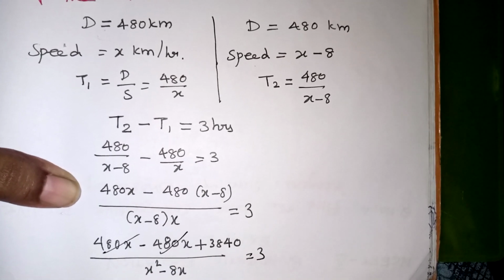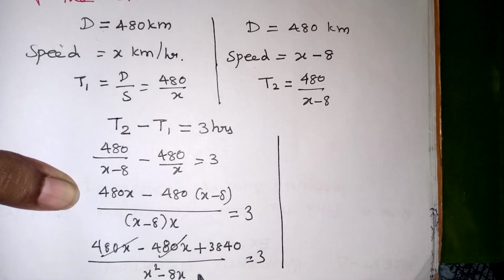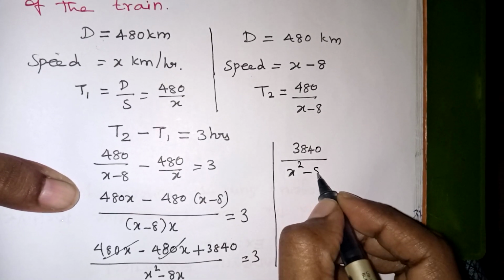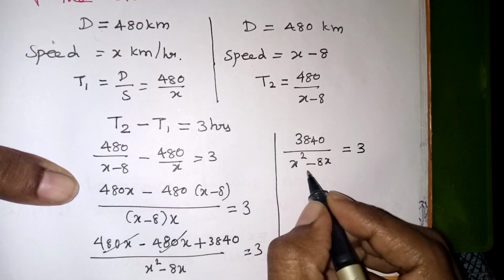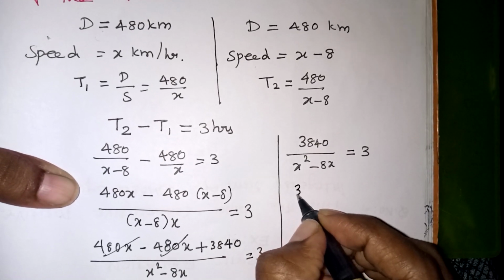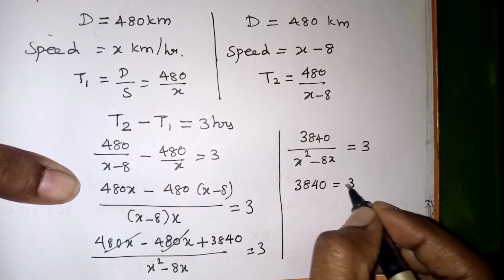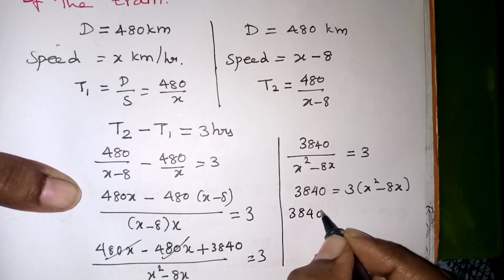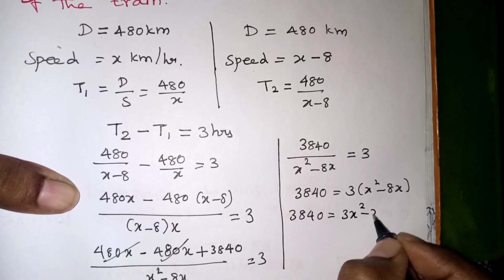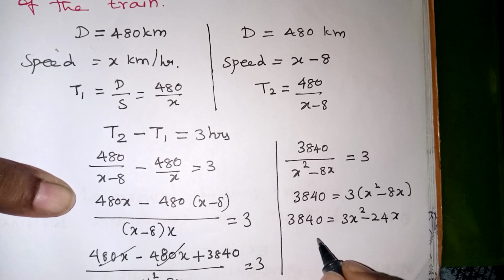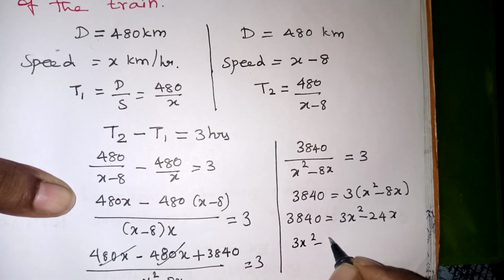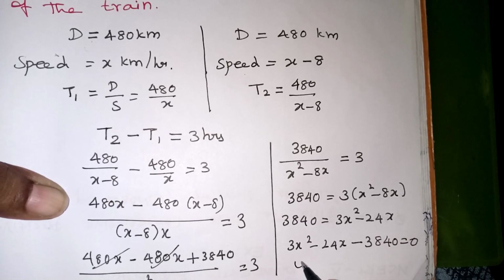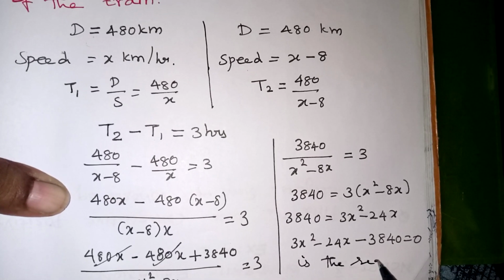480x minus 480x will get cancelled. So the remaining terms, numerator is 3840, denominator is x squared minus 8x, which is equal to 3. You just take the denominator to that side, it will become multiplication. So 3840 is equal to 3 into x squared minus 8x. Just multiply inside now. So 3840 is equal to 3x squared minus 24x. This term you just take to that side, that will become minus. So 3x squared minus 24x minus 3840 is equal to 0 is the required quadratic equation.